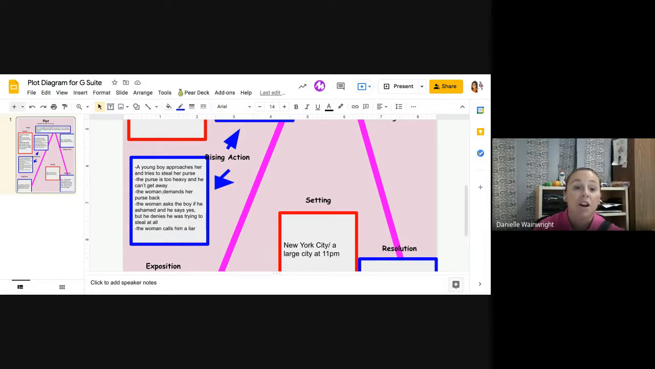Then little do we know that actually she's maybe not going to be safe, because a young boy approaches her and tries to steal her purse. He actually does get her purse, but it's so heavy that it stops him in the motion. So he gets it, but he can't really get away. And she grabs him. She demands her purse back. He gives it to her. And she asks him, are you ashamed? He says yes, he admits he's ashamed, but then he lies and says that he wasn't really trying to steal her purse. And she calls him a liar. She's just like, no, that's not true.